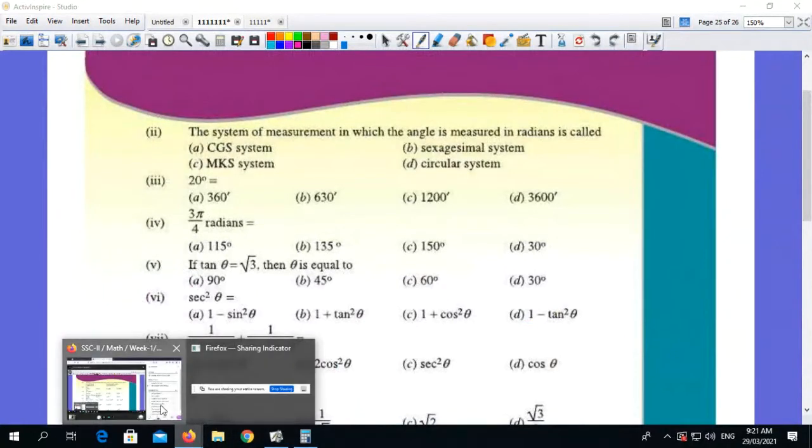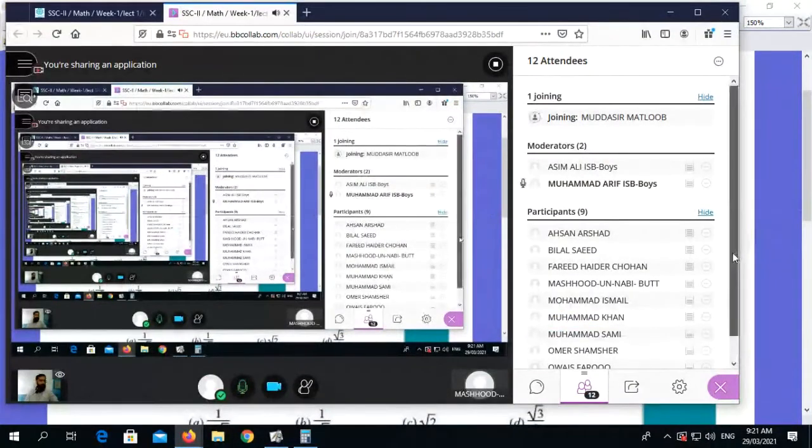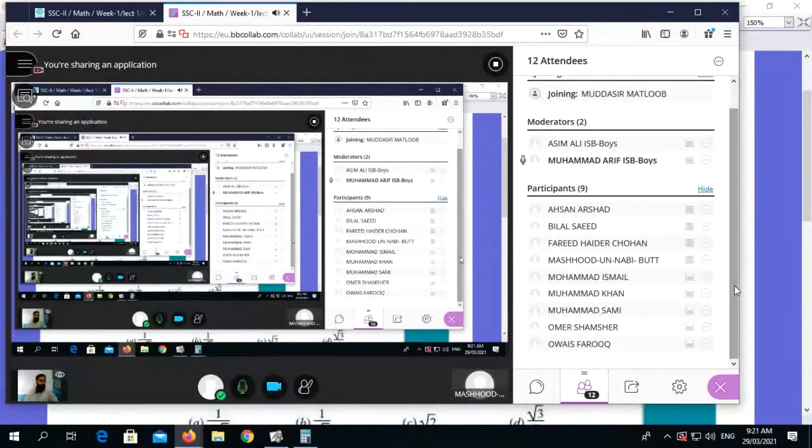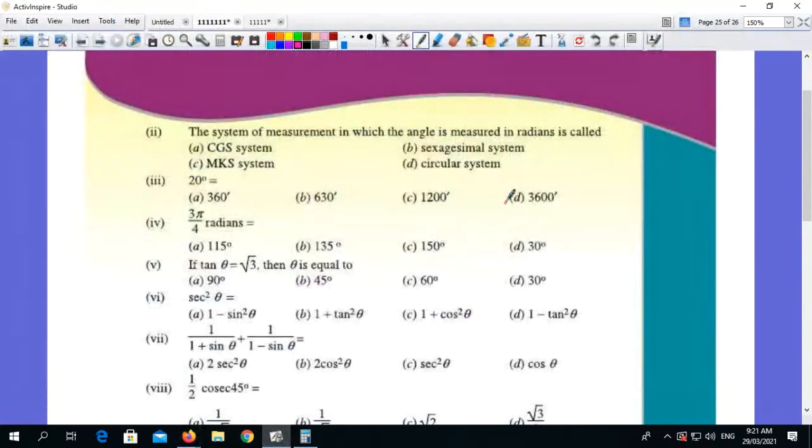Okay. The second one: the system of measure in which the angle is measured in radian is called? First option is CGS system. Second option is sexagesimal system. Third option is MKS system. And fourth one is circular system. What is the correct option?